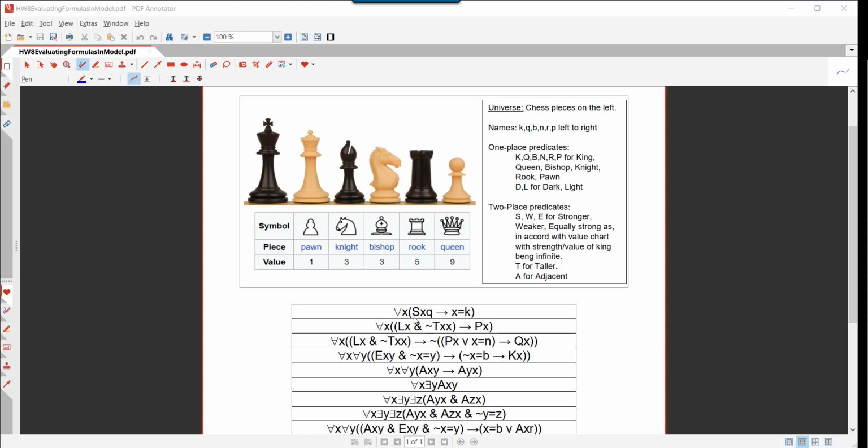So the first one says, for all x, if x is stronger than the queen, then x is identical to the king. That's quite obviously true. If we approached it formally, we'd say everything that's not stronger than the queen makes this true by virtue of making the antecedent false. And there is only one thing stronger than the queen, namely king. And so therefore, king is in fact identical to king.